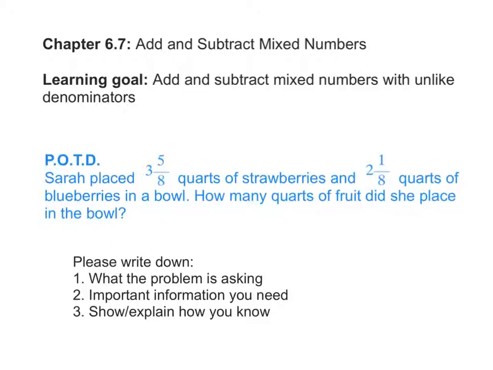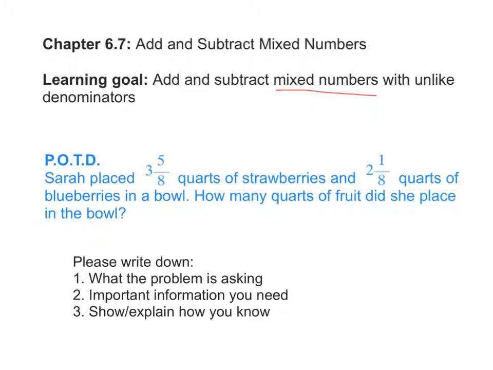Today we're going to move one tiny step forward, and in chapter 6.7 we are going to add and subtract not just fractions, but mixed numbers, okay? And your learning goal for today is to add and subtract mixed numbers with unlike denominators. And let's talk a little bit about what that learning goal even means.